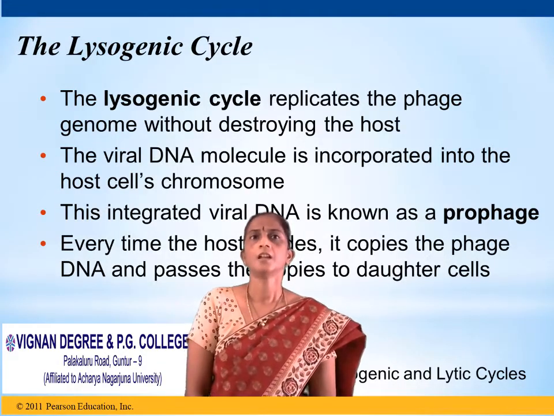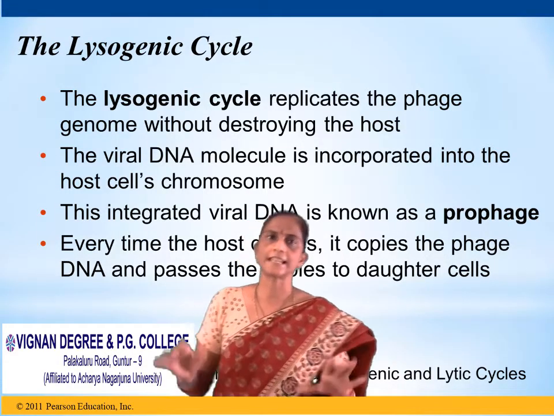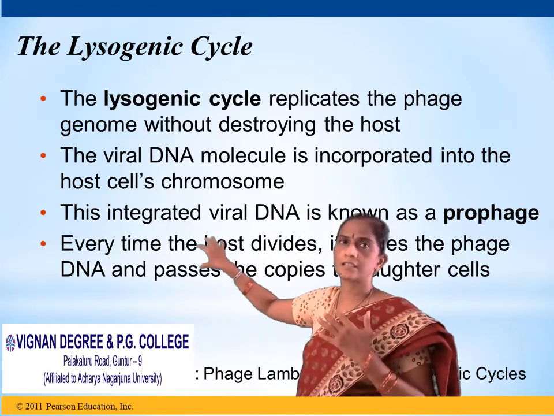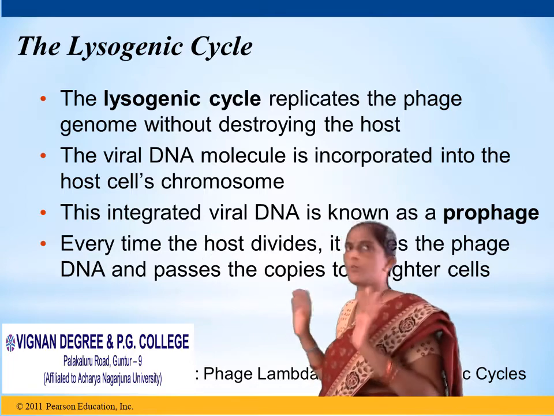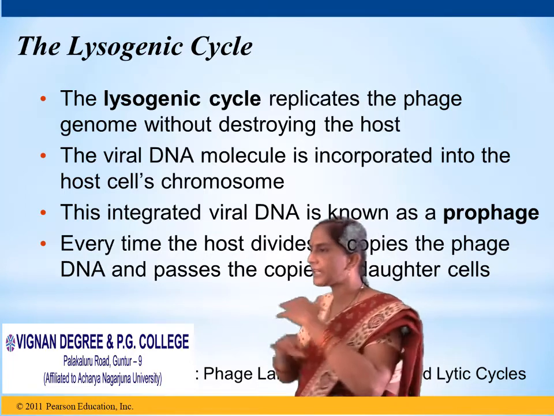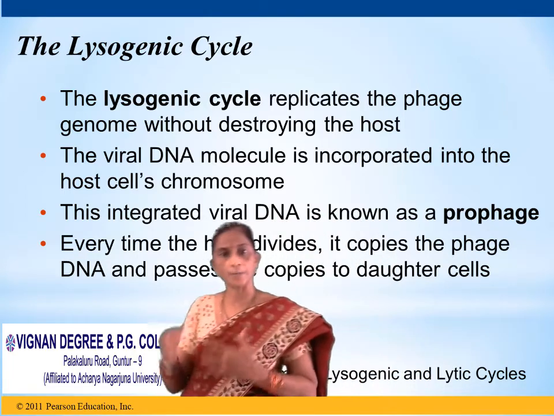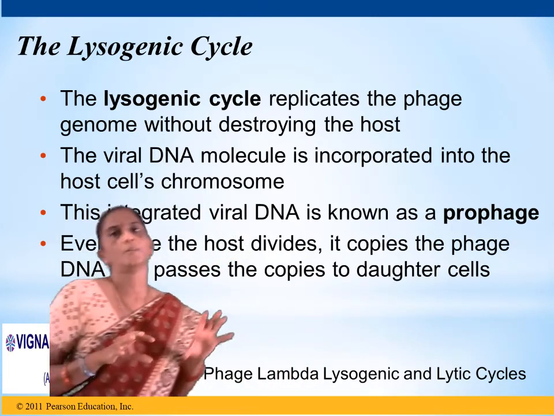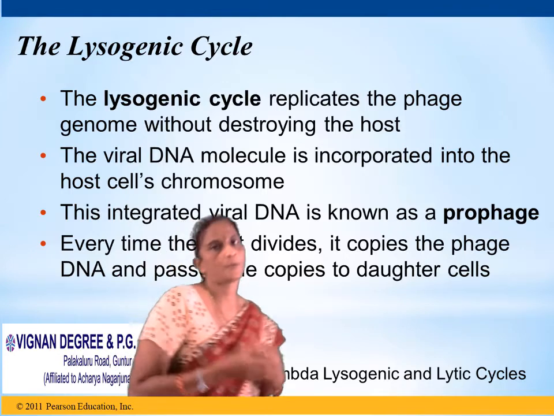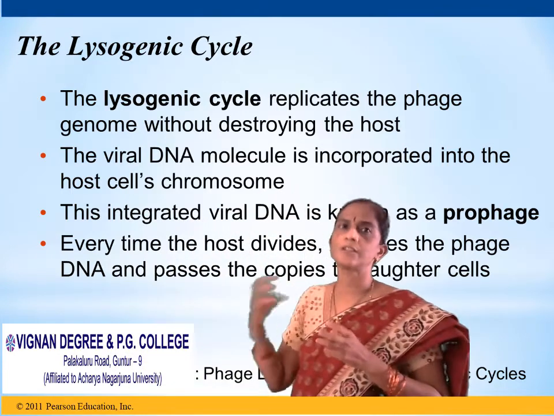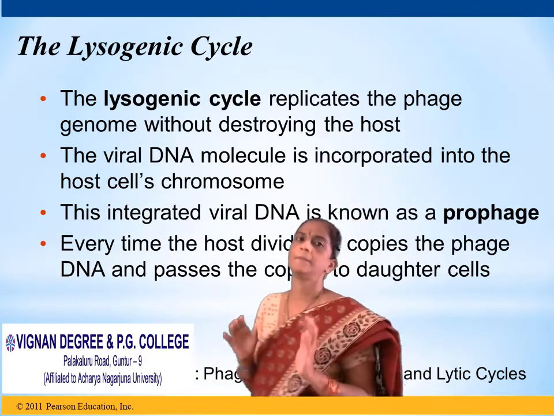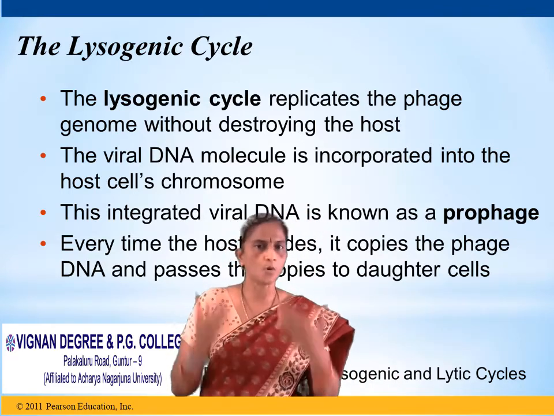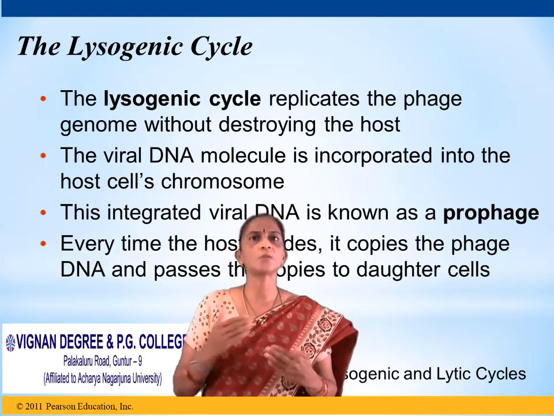Coming to the lysogenic cycle, the lysogenic cycle replicates the phage genome without destroying the host cell. It communicates with the bacterial genome. It can multiply along with the genome. So it reproduces and produces the bacterial genome and also the viral genome. Lysogenic, remember, doesn't cause any harm to the host cell. That is called the lysogenic cycle.